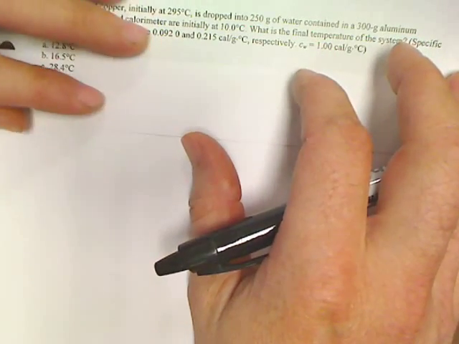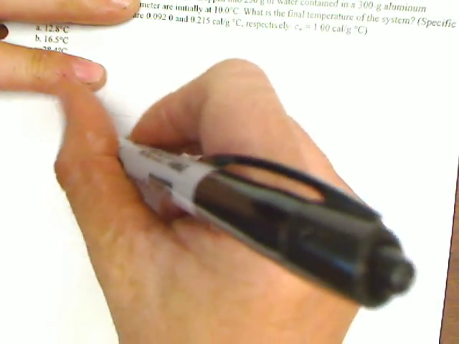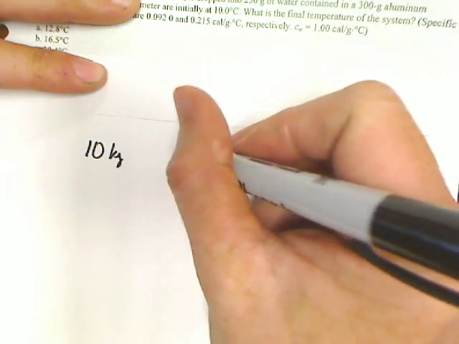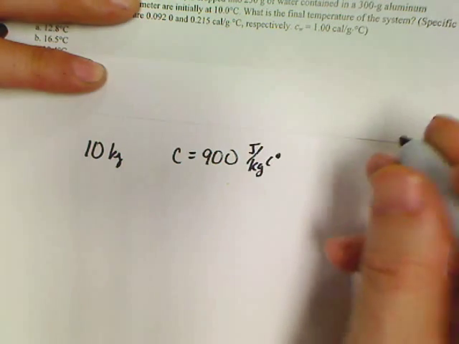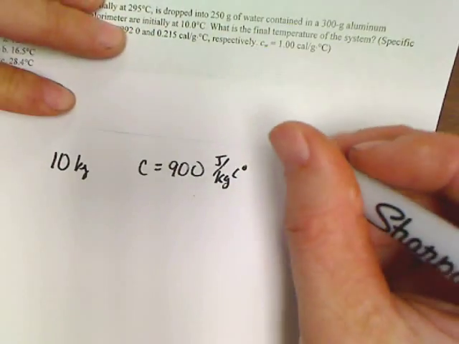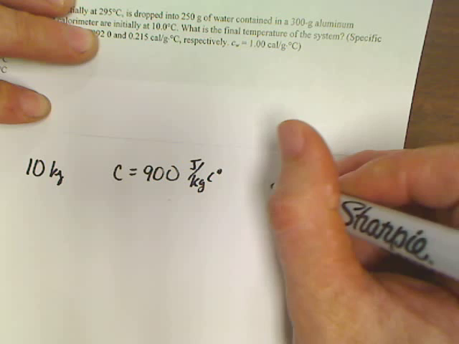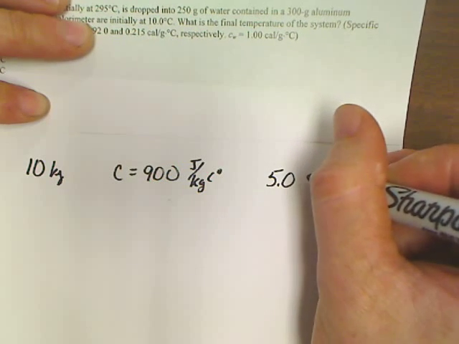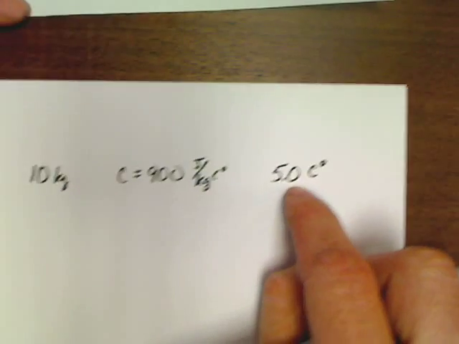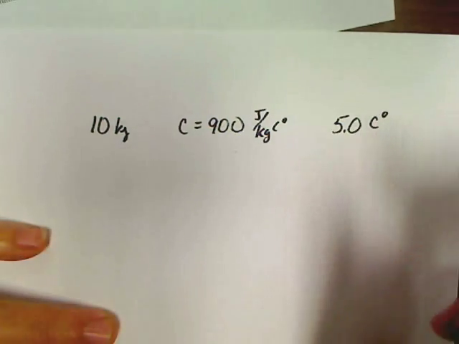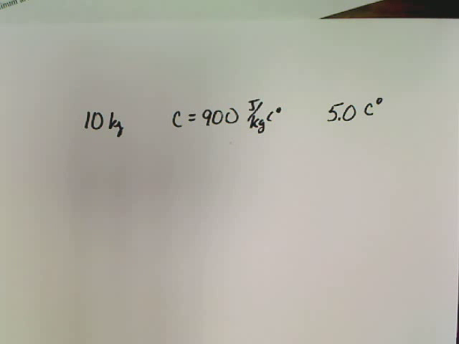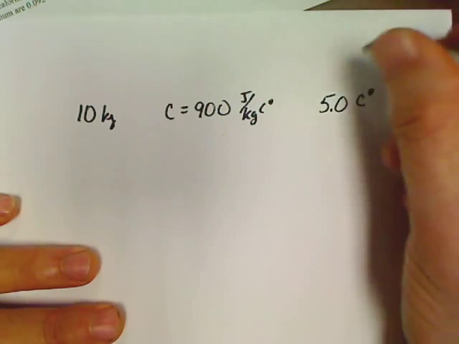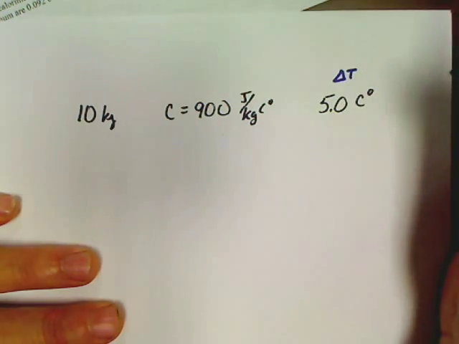All right. First question says a 10 kilogram piece of aluminum. So it's given me a mass of 10 kilograms. It's given me a C of 900, in joules per kilogram Celsius degree. It's warmed, so its temperature increases by 5.0. Now, it does something unique. It says this 5 Celsius degrees. And we've talked about this before. When you see something give you Celsius degrees, this is not a temperature final. It's not a temperature initial. That is your delta T.